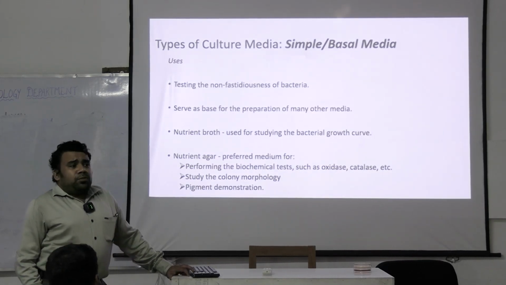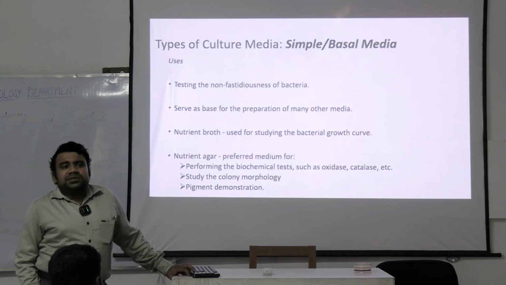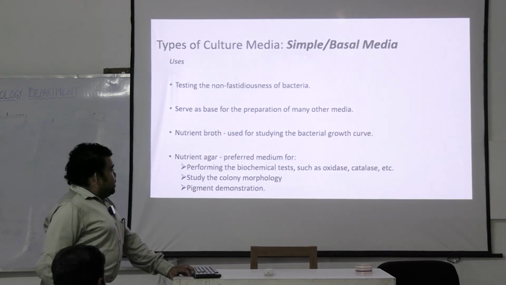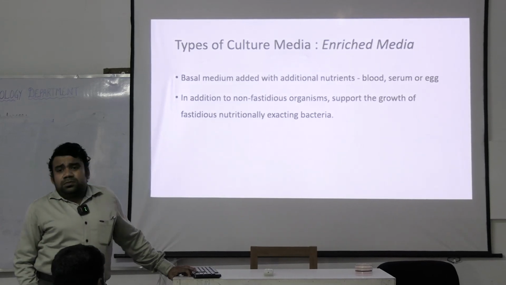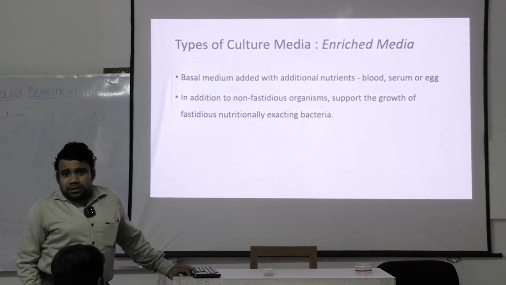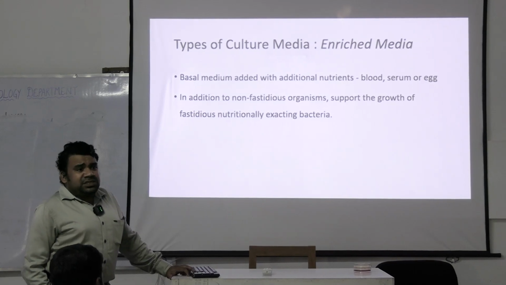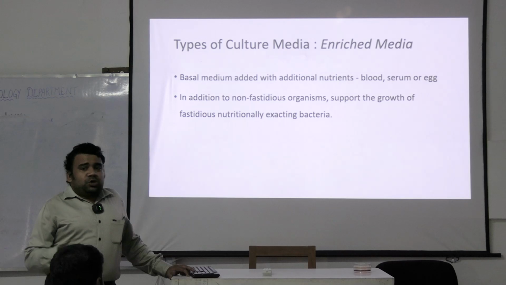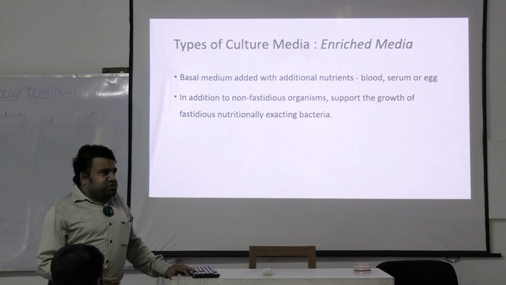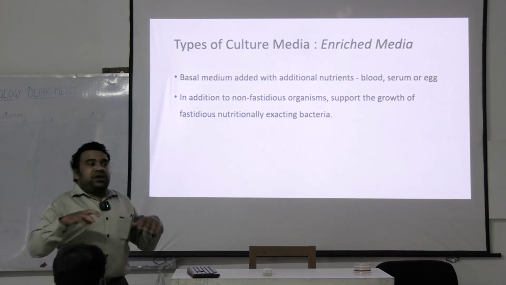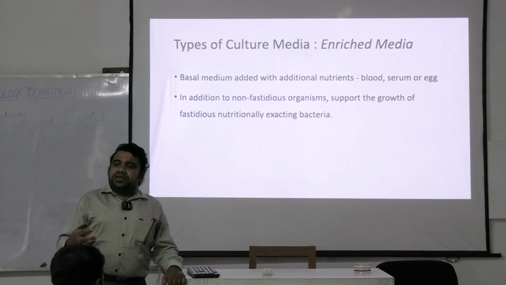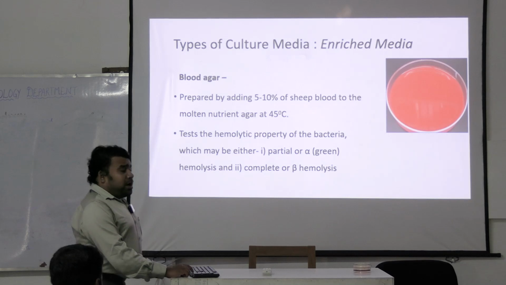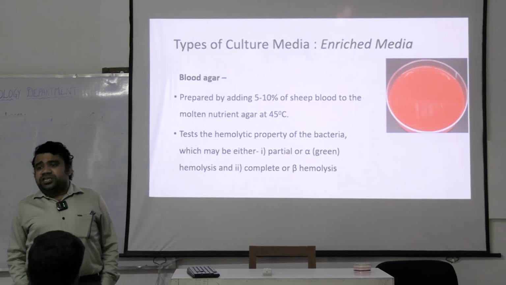Now, the problem with them is that some of the bacteria will have more specific requirements. If they have specific requirements, they will not grow. Similarly, we have for them what is called enriched media. Now, when we say enriched, it means we are adding some extra things. It could be blood, it could be egg, it could be yeast extract. That means we are trying to enrich the media for some of the bacteria which will normally not grow on simple media. So, blood agar is a very good example of enriched media.